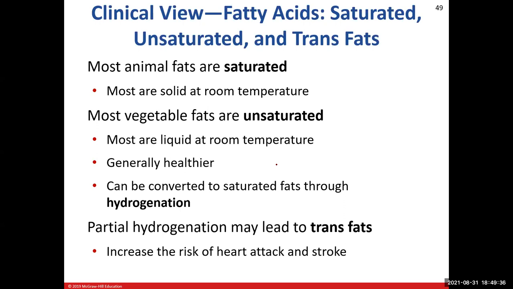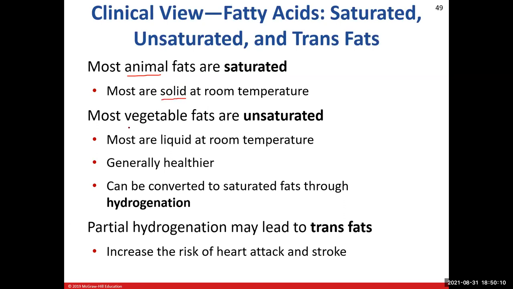So you've heard of these terms: saturated, unsaturated, and trans fats. In fact, trans fats have been outlawed in New York City. You cannot go to a restaurant that uses trans fats in any of its cooking. But when we're talking about the different types of fats, most animal fats are going to be saturated, which means there are no double bonds in those molecules, okay? So at room temperature, these saturated fats are going to be solid.